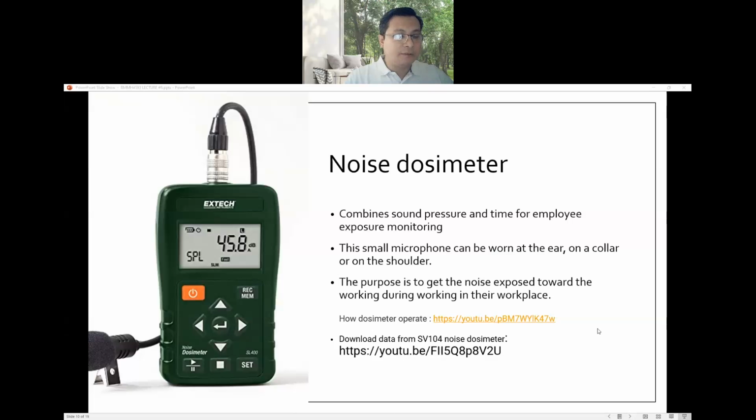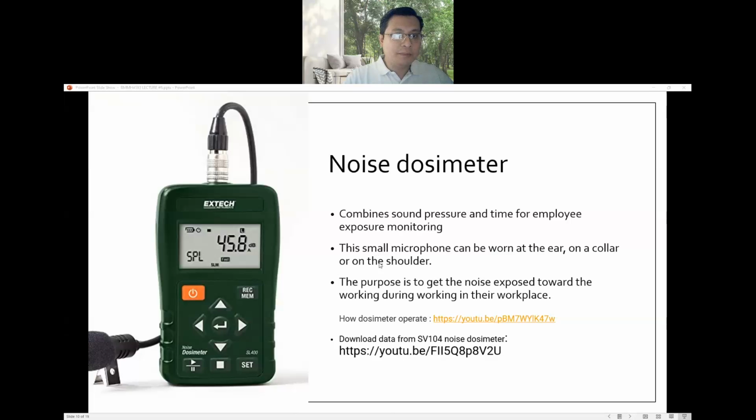You can see we have the microphone. The microphone will capture the frequency and then convert it into a reading. We can see the screen showing the dB, decibel.